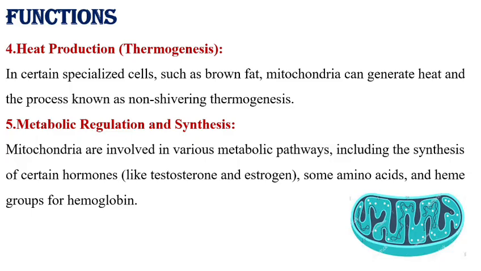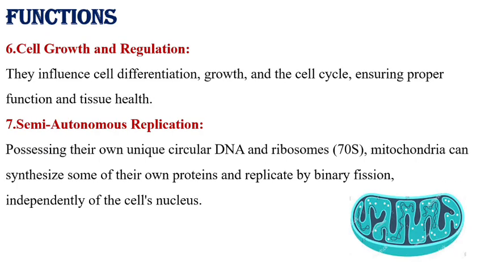Fifth one is metabolic regulation and synthesis. Mitochondria are involved in various metabolic pathways, including the synthesis of certain hormones like testosterone and estrogen, some amino acids, and heme groups for hemoglobin. Sixth one, cell growth and regulation. They influence cell differentiation, growth, and cell cycle, ensuring proper function and tissue health.